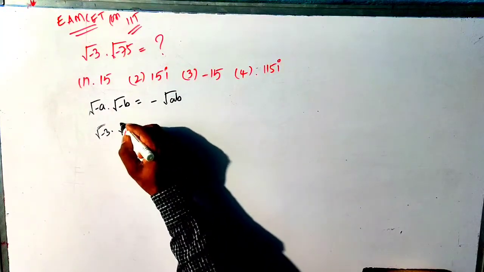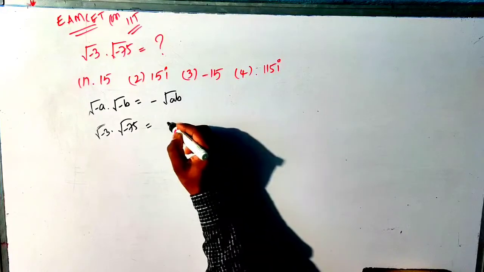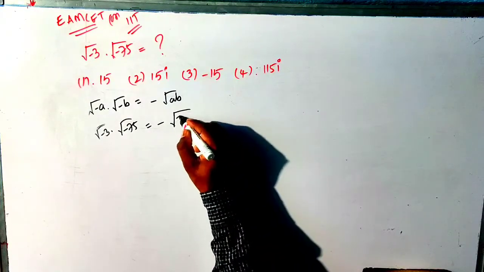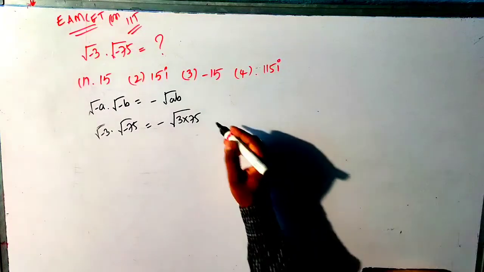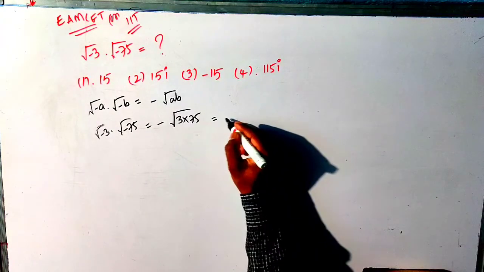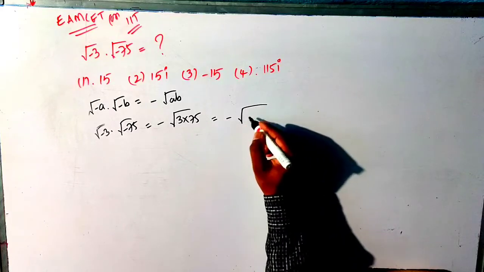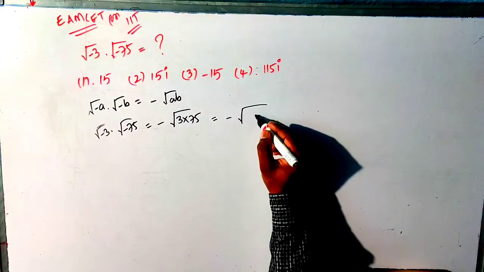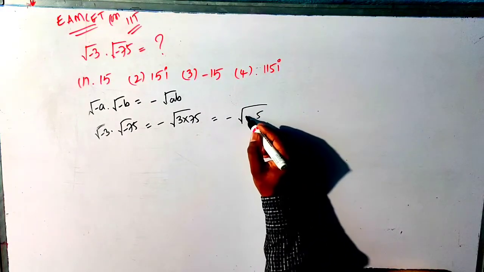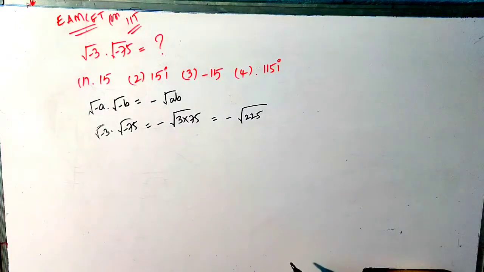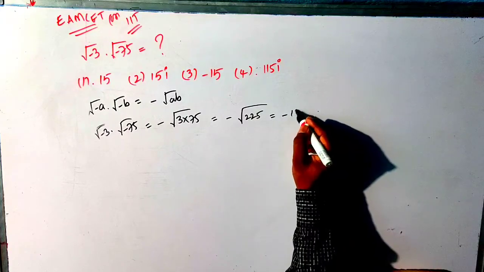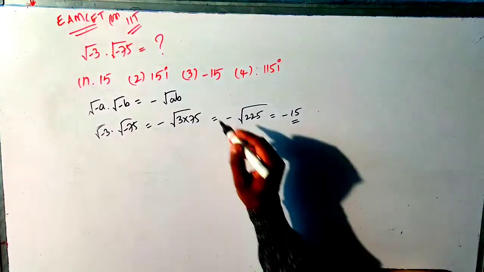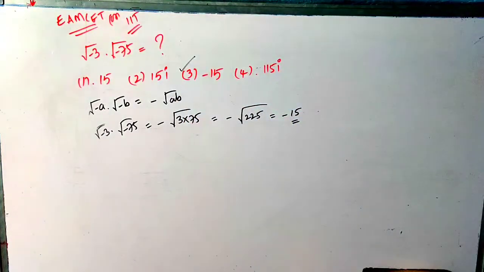So square root of minus 3 into square root of minus 75, that equals minus square root of 3 into 75 we write here. So what do we have now? Minus, 3 into 75, 225 we get here. Square root of 225 can be written as 15. So we got here minus 15. So 3 is the option. Okay.